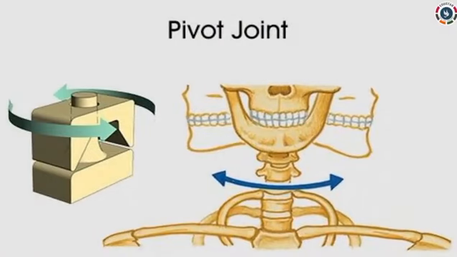The last type of joint is the pivot joint. This type of joint is found where the skull meets the top vertebra of the vertebral column. It allows our head to move up, down and sideways.